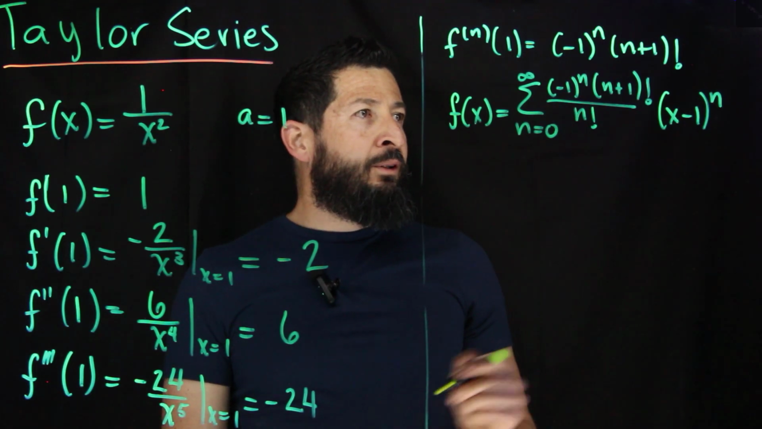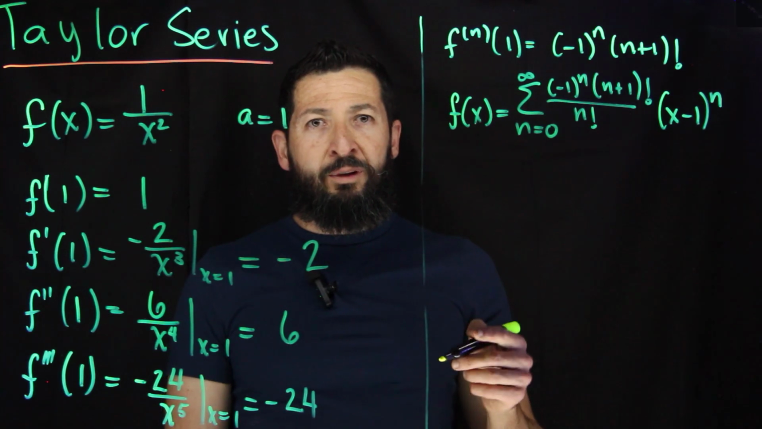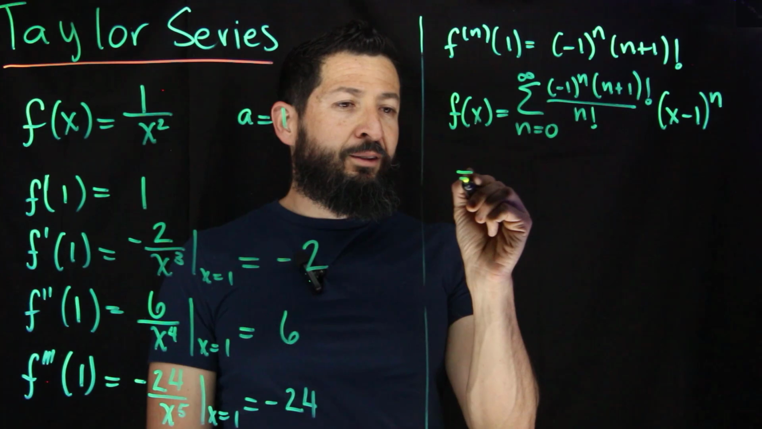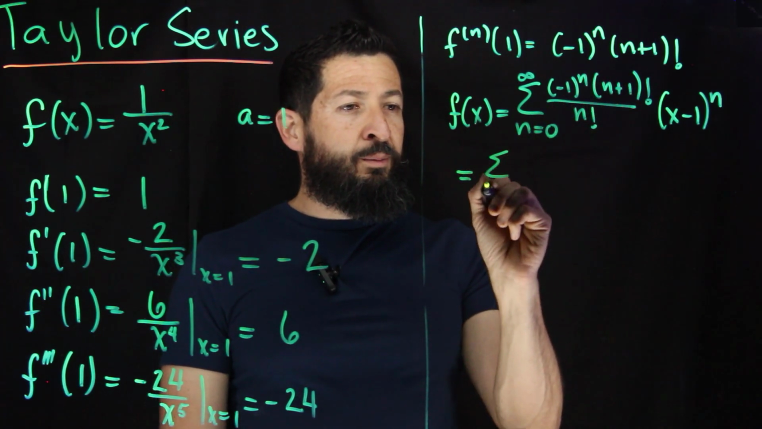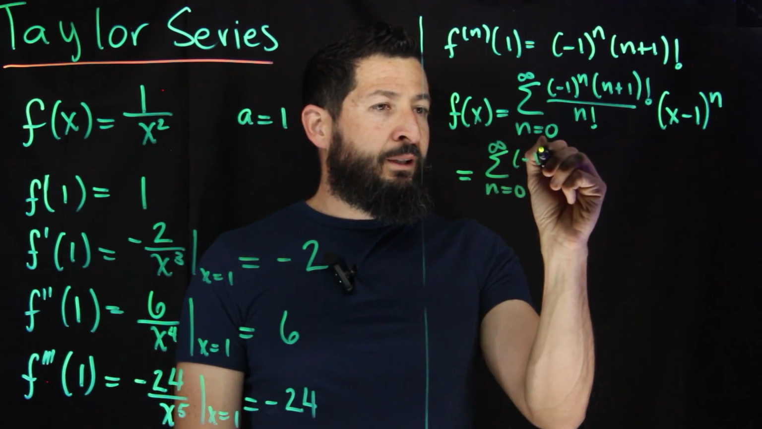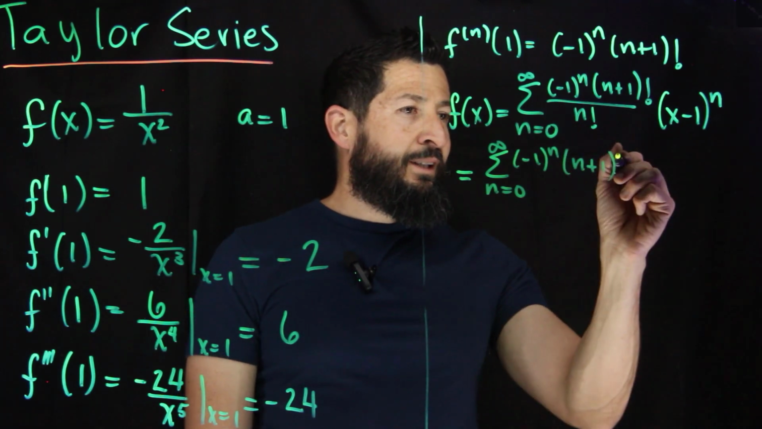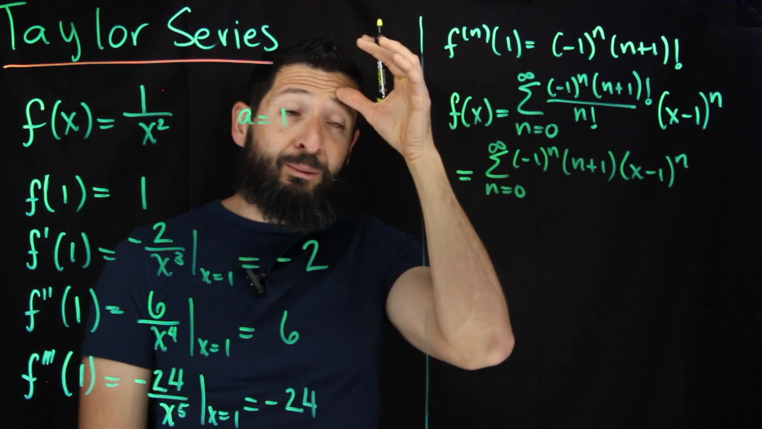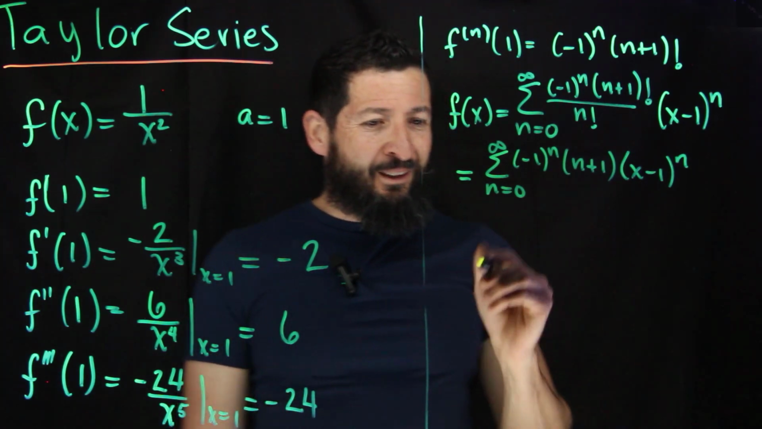Alright, now notice that n plus 1 factorial is n plus 1 times n factorial. So a lot of terms are going to cancel. You can end up with just the sum from n equals 0 to infinity of negative 1 to the n times n plus 1, that's the one that survives, times x minus 1 to the n. And that one is going to be a little bit disappointing, but that's what it is.